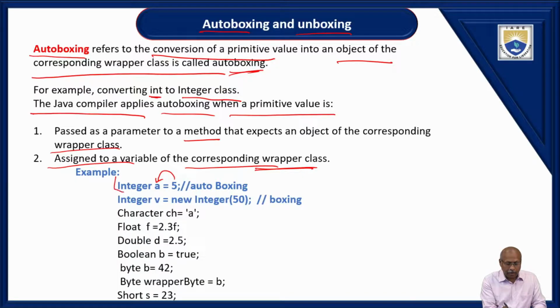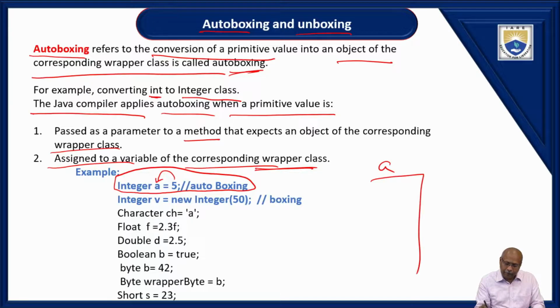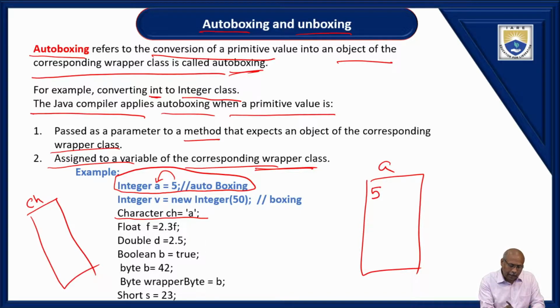Now see this statement, Integer a = 5. This is one autoboxing statement because the 5 is stored in the object a. That means internally it will create an object a, and there the 5 is stored. So 5 is wrapped in a box. That's why we call it autoboxing. Similarly here, Character ch = 'a'. Now ch is what? It's an object. Inside the ch object, the value a is there. So all the primitive data is wrapped in a box. This is a wrapping statement for character data.